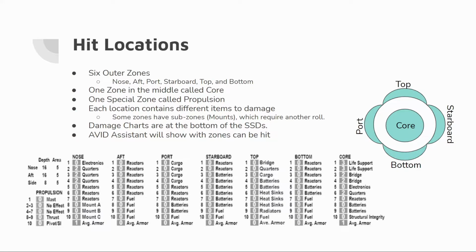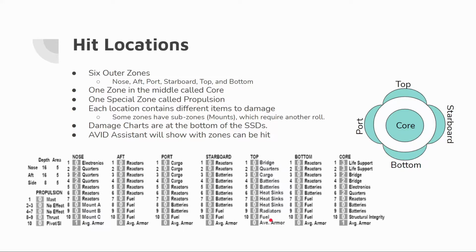It's so far back, it's its own separate zone that you actually need special targeting rules to even shoot at. So we're not going to be covering that today. Each zone, as you can tell by the hit charts down here, has different items that you can damage within it. So if you shoot the top zone, you could potentially damage the bridge, crew quarters, batteries, cargo, heat sinks, the radiator, as well as the fuel tanks.